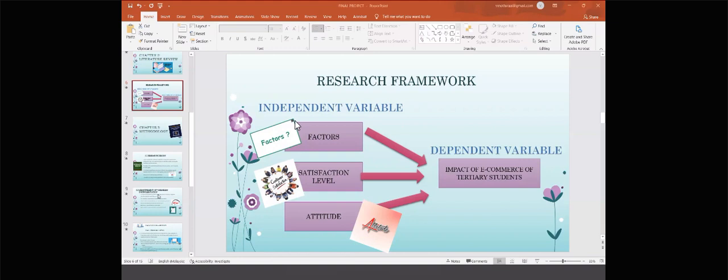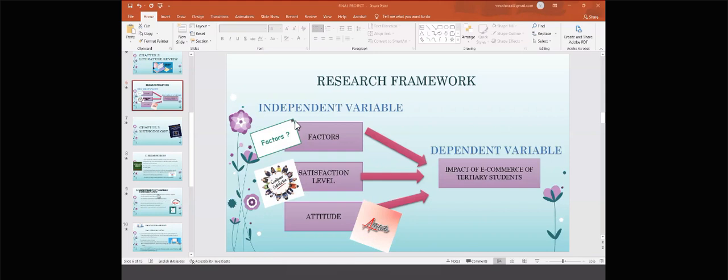Factors here, you cannot put factors here. Factors here is too general. You need to be very specific. What are the factors that you are going to look at? You cannot just put factors like that. You need to identify what are the factors that you are going to study. Because how are you going to ask your respondent about the factors that influence the dependent variable? I can also see what is your dependent variable here.